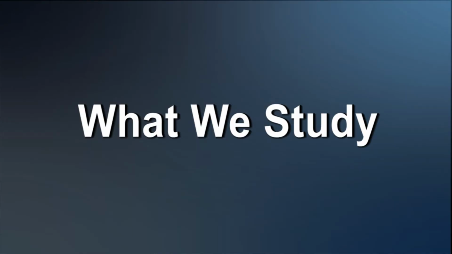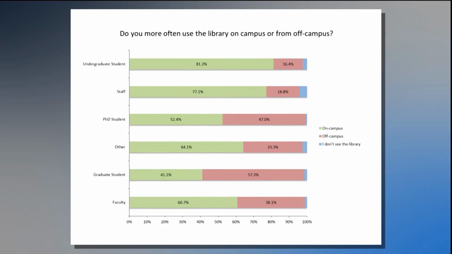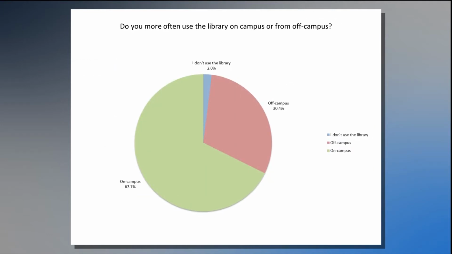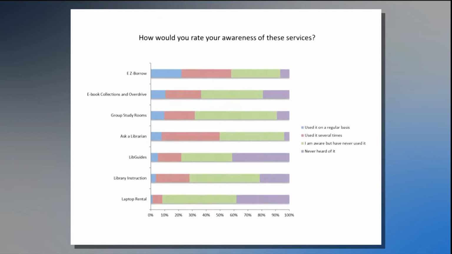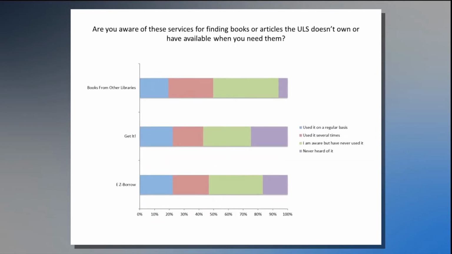Now on to what we study. One of the most immediate initiatives involved in what we study will be the ULS General Survey. The ULS General Survey took the place of LibQual a few years ago and has been used to gather information on user trends, needs, and attitudes towards our services and facilities. Traditionally, we have divided the survey into several parts: services, facilities, and collections and resources.